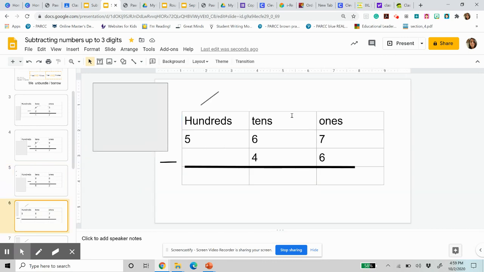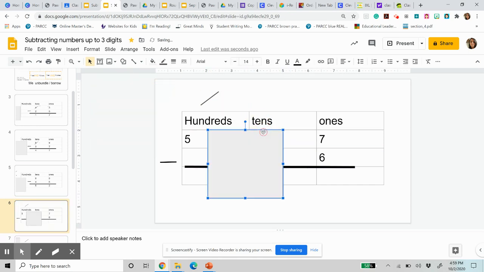We can have a hundreds number, take away this. So we have 567 minus 46. I'm just going to get my paper because it helps me stay focused. And I'm just looking at my ones because that's where I always start. And oh look, 7 is bigger than 6. So I don't have to borrow anything.